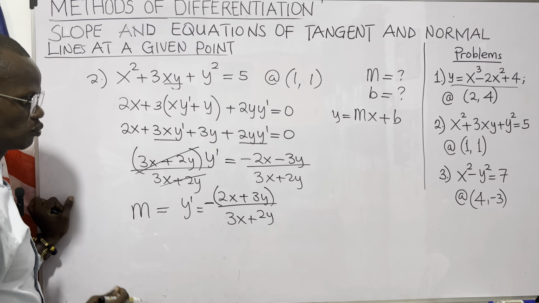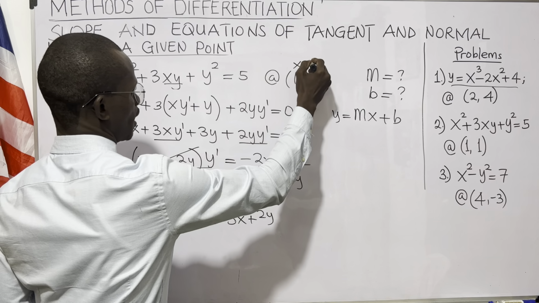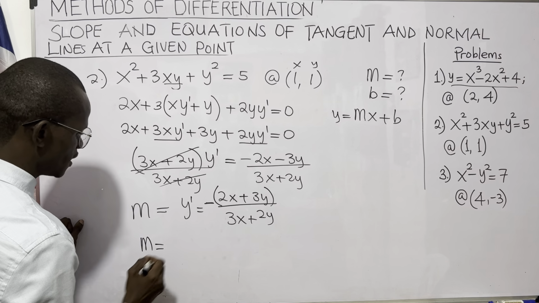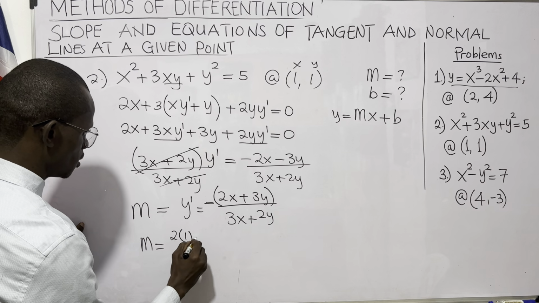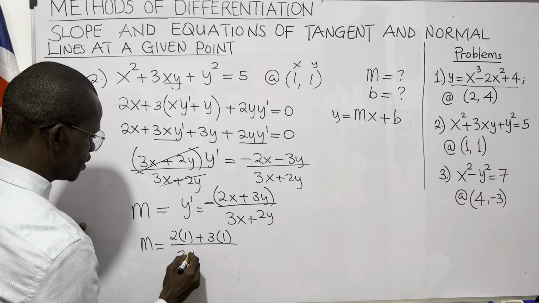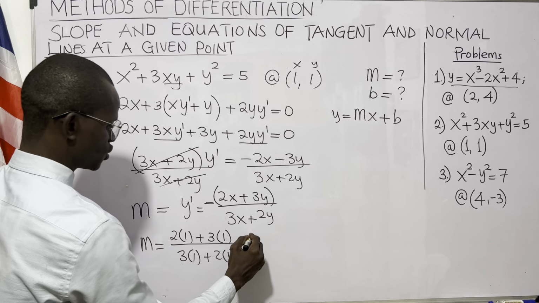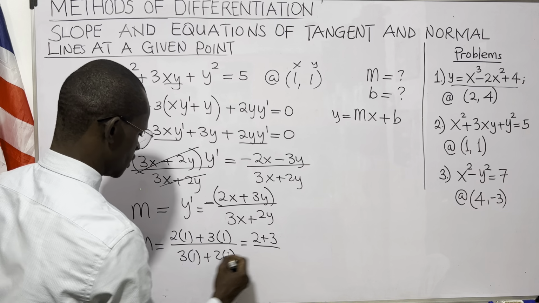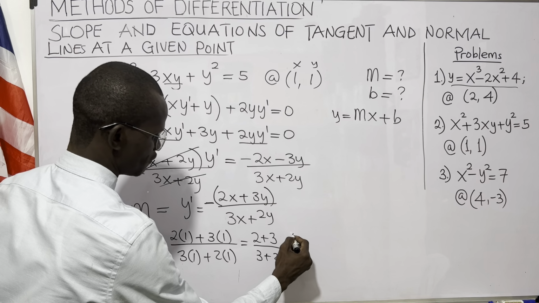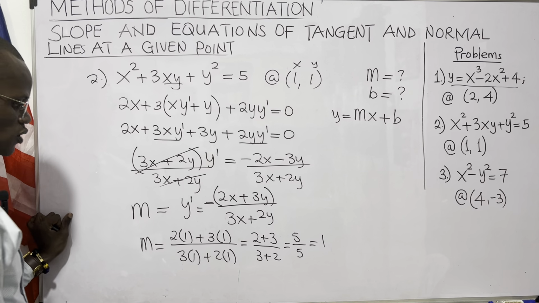This is our slope. So now since we know that x is 1, y is 1, we can replace x and y. So the slope now equals to negative (2 times 1 plus 3 times 1) all over (3 times 1 plus 2 times 1). So this is 2 plus 3, and this is 3 plus 2. So we have 5 all over 5, which is equal to 1. So the slope is just equal to 1.